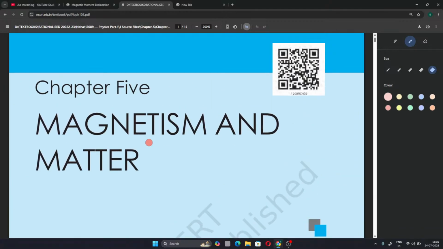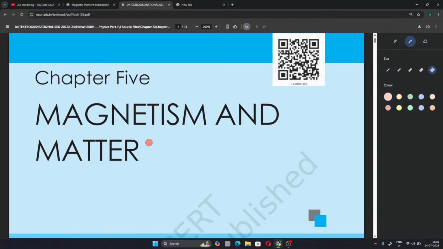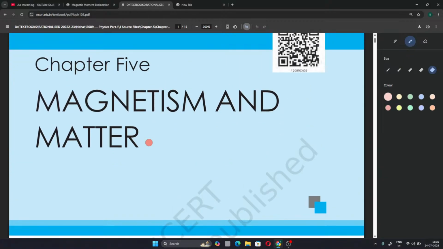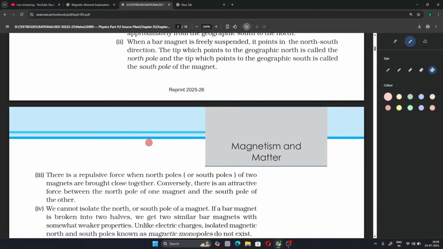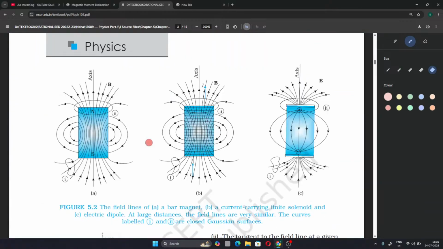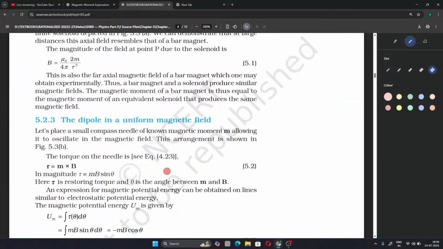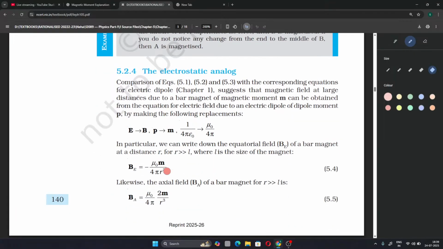Chapter 5, magnetism and matter. This is part 2 of this chapter. I will start from where I left off yesterday. That is an example.